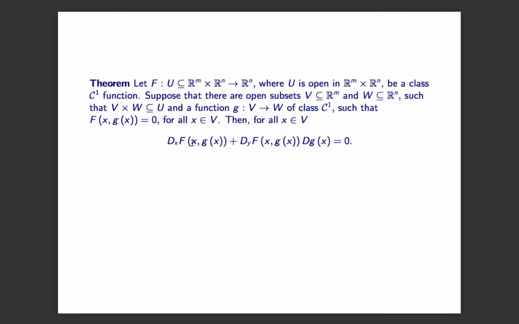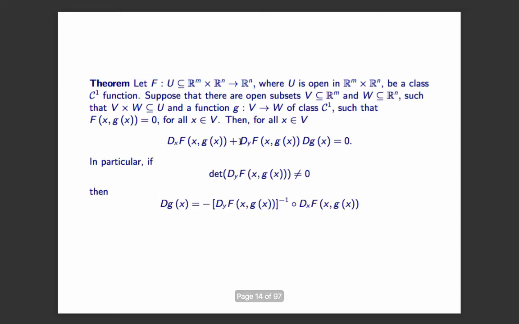So the derivative of f with respect to the first argument, evaluated at x and g, plus the derivative of f with respect to the second argument, again evaluated at x and g, times the derivative of g is 0. In particular, if this matrix is invertible, then we can solve for this derivative matrix. And it's given by subtracting this term to the right and multiplying by the inverse of this matrix, which is guaranteed if its determinant is non-zero.